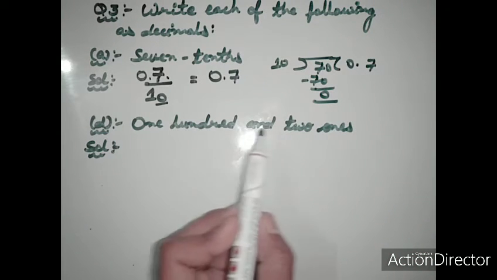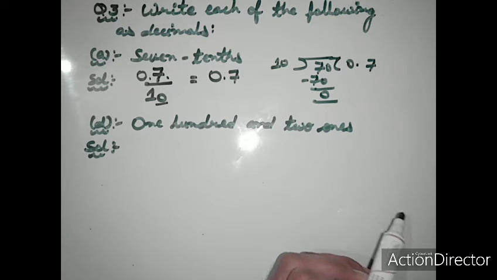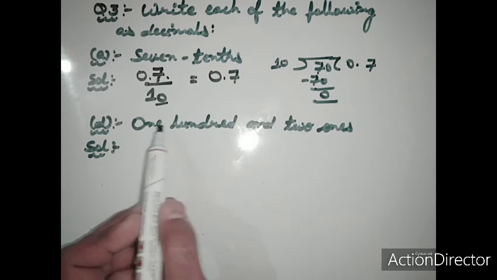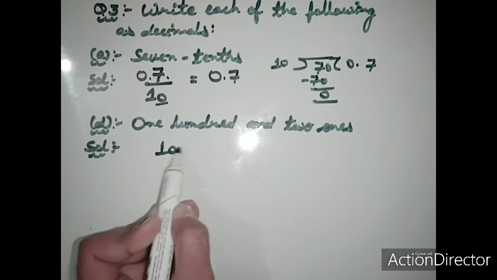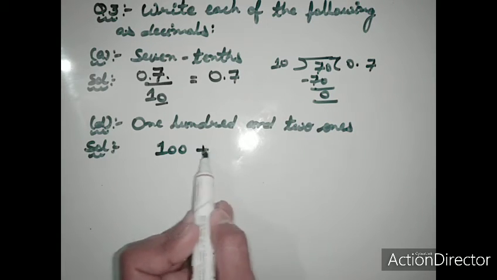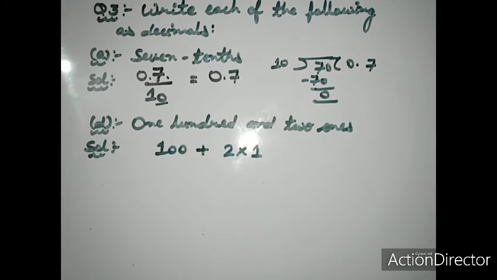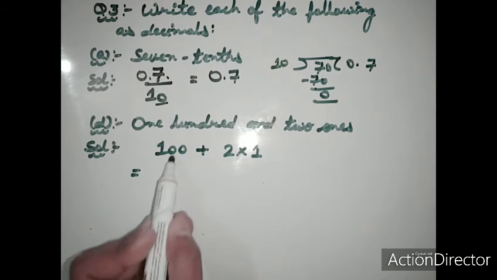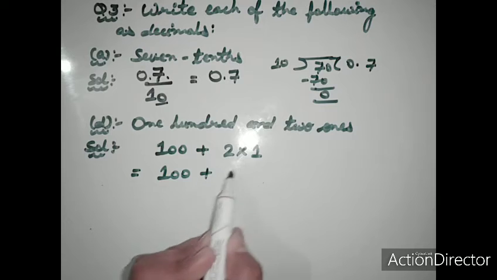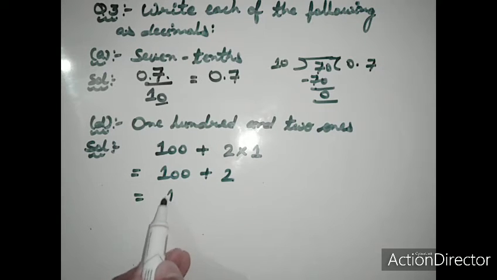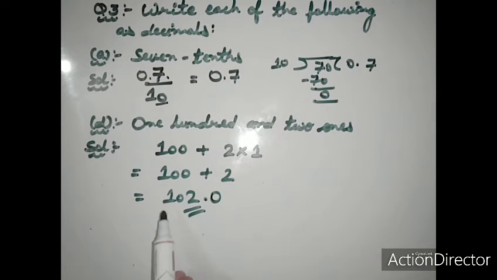Now 102 ones. It means what is the place of this one? 100, right? So we write 100. 102 ones, I mean 2 multiplied by 1. So here we write 100 plus 2 ones are 2. After that we add these two numbers, we get 102. And dear students, you all know that if there is no decimal mentioned with the number, it means where the decimal place, last end of the number. So if we write 102.0.